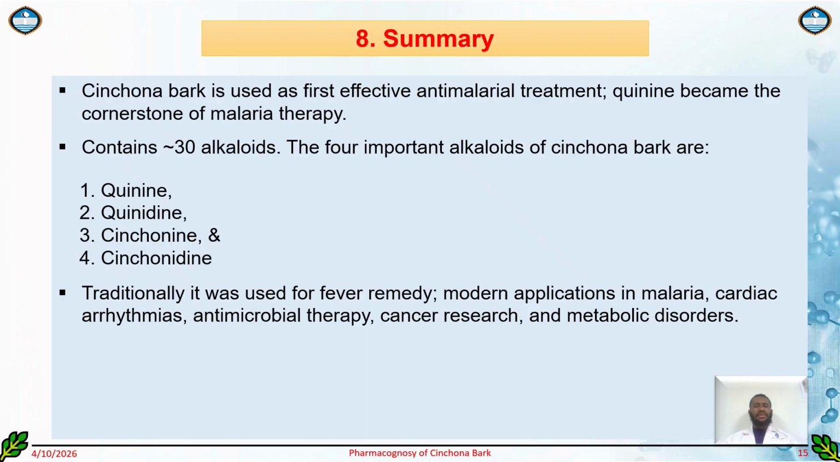8. Summary. Cinchona bark is used as the first effective anti-malarial treatment. Quinine became the cornerstone of malaria therapy. It contains approximately 30 alkaloids. The 4 important alkaloids of cinchona bark are 1. Quinine, 2. Quinidine, 3. Cinchonine, and 4. Cinchonidine. Traditionally, it was used as a fever remedy. Modern applications are in malaria, cardiac arrhythmias, antimicrobial therapy, cancer research, and metabolic disorders.